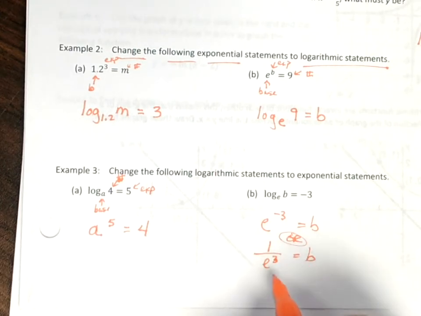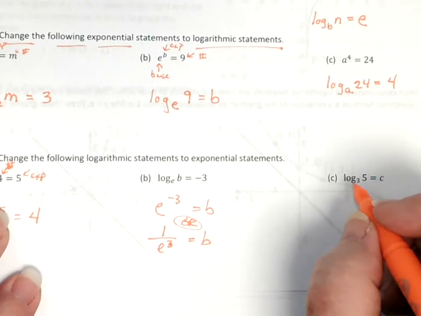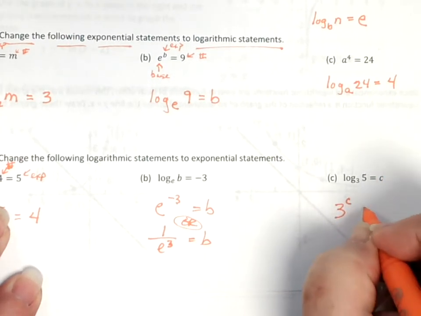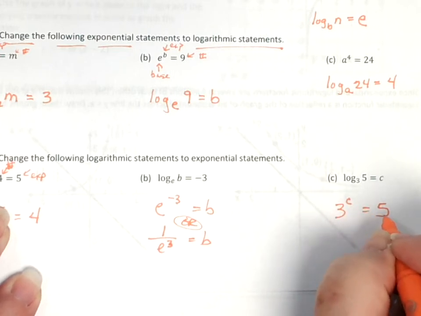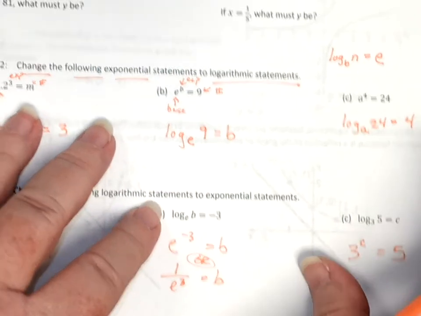It is a real answer, just like in terms of pi, we left this answer in terms of e. And what about this last one? It's base 3 to the exponent of c is equal to 5. 3 to the c power is equal to 5. Okay? So that's just how to convert it, but why would we even want to?